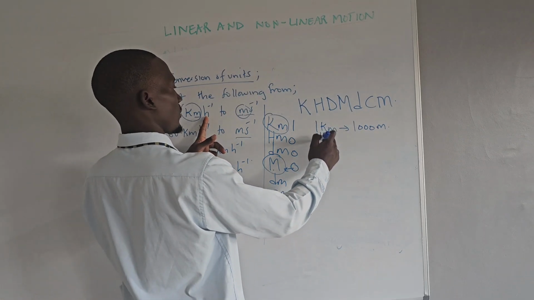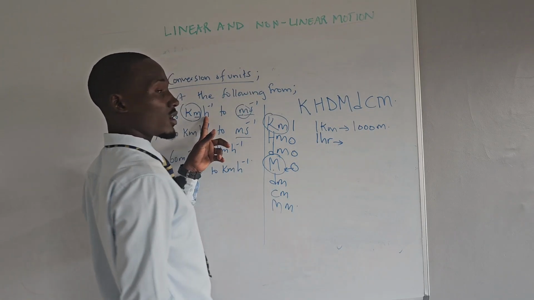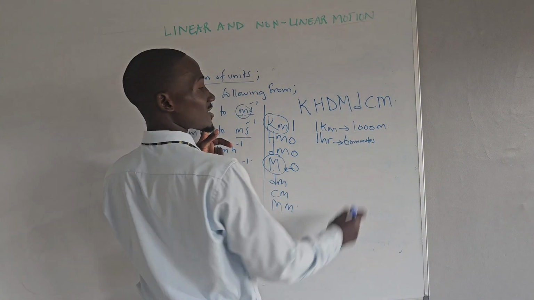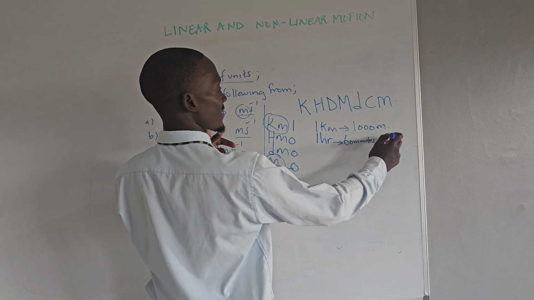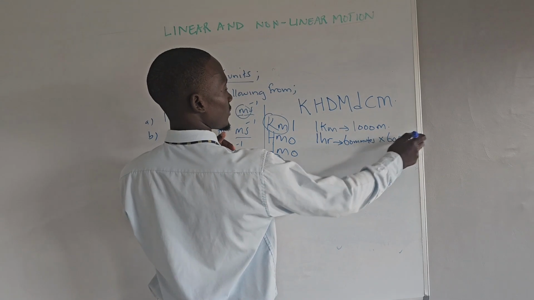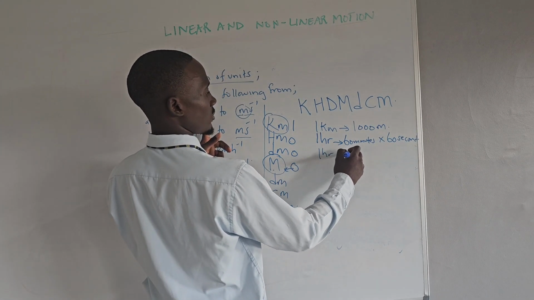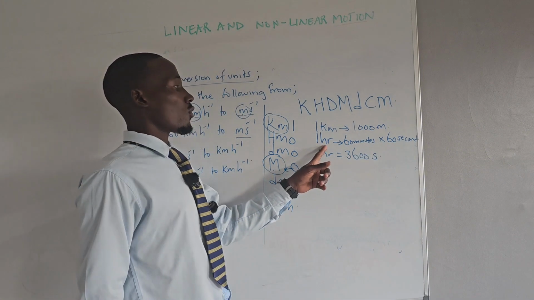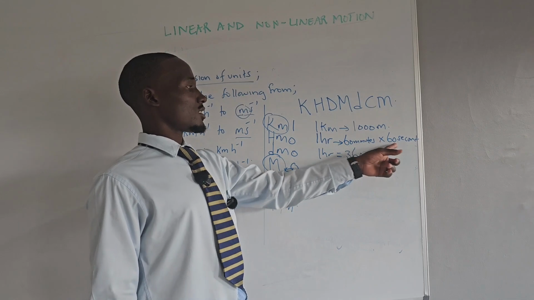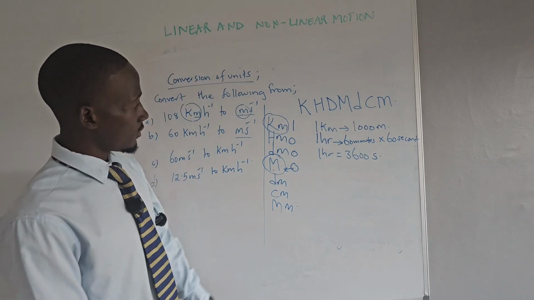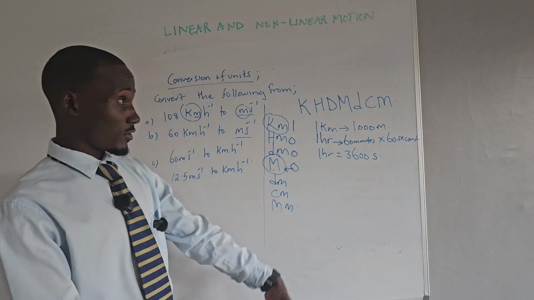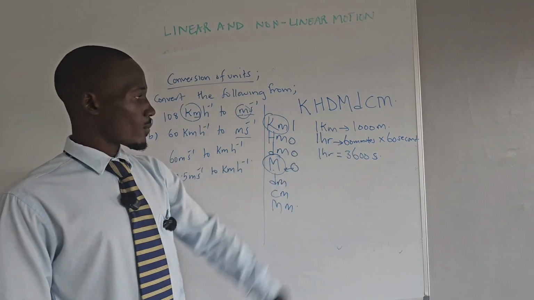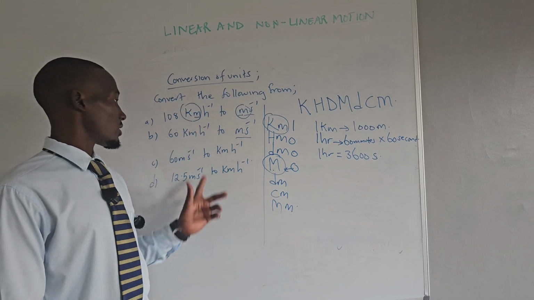How about 1 hour? 1 hour has 60 minutes, and each 60 minutes has 60 seconds. So it means 1 hour is going to be equivalent to 3600 seconds. 1 hour has 60 minutes, and each minute has 60 seconds. So it means 1 hour is going to be 3600 seconds. Now, these are at least the two you must have before you make any conversion here.